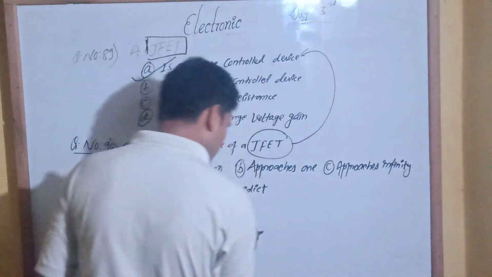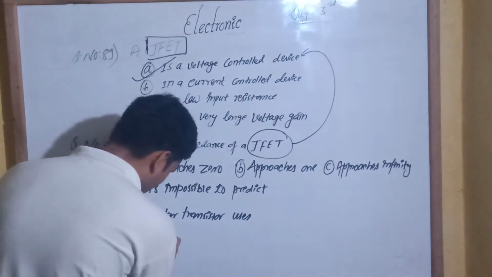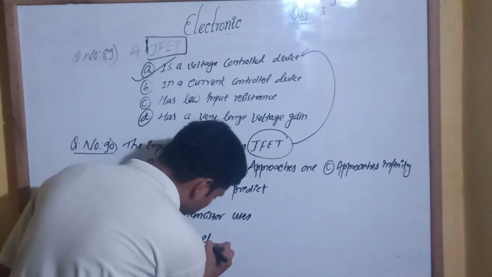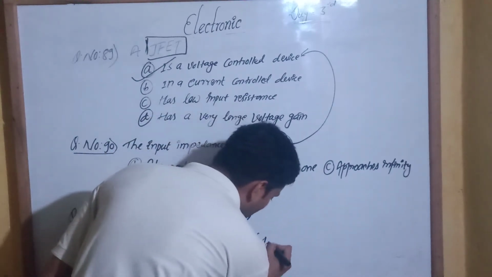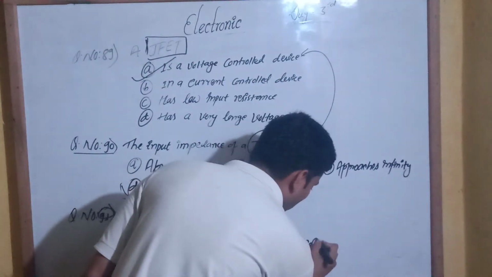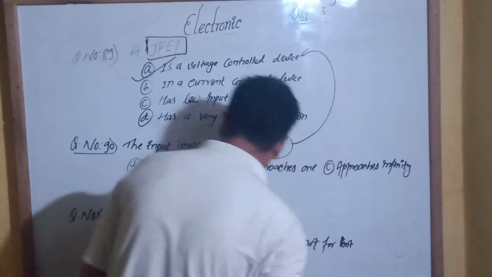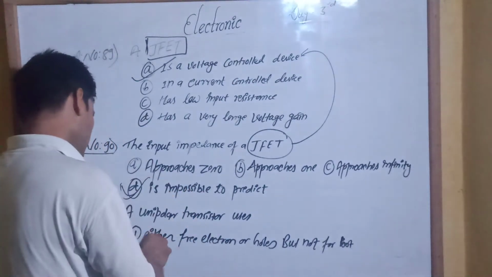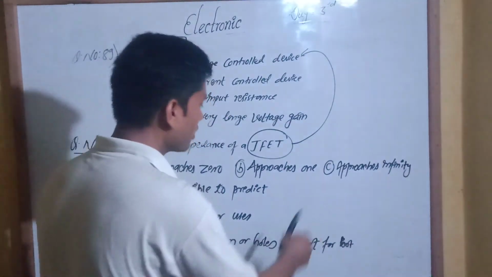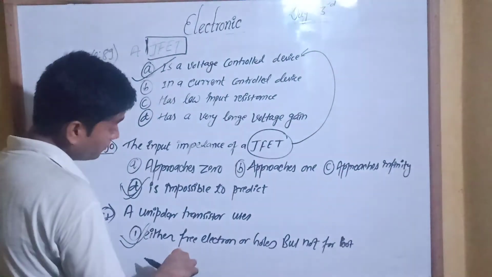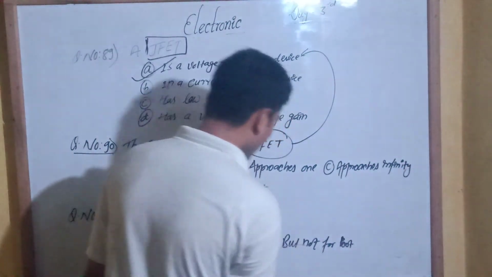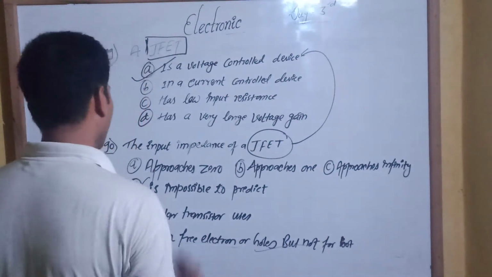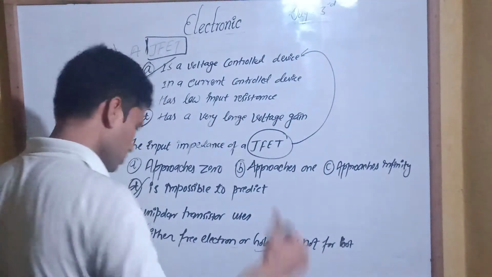Yes, a unipolar transistor is used for either free electrons or holes, but not for both. I'm not mentioning any other option because there are two confusing types of options. So the right answer is either free electrons or holes, but not both. A unipolar transistor is used mainly for either electrons or holes, not for holes and electrons. Hope you understand. I think you are smart, you are a good student.